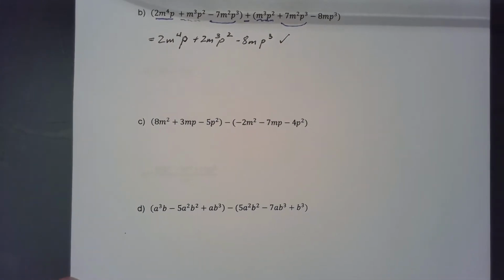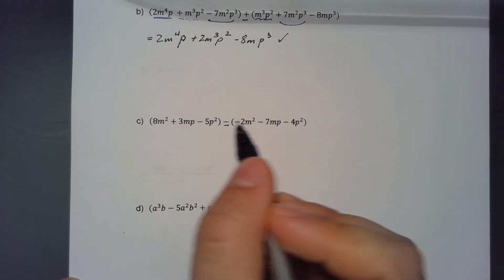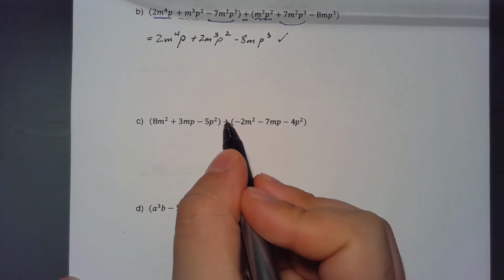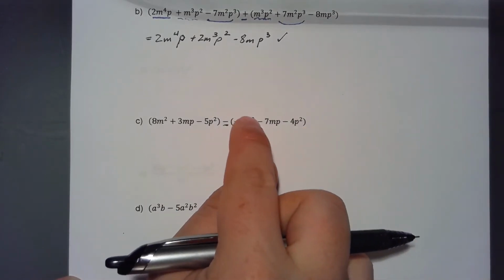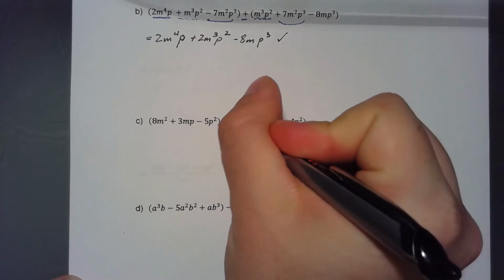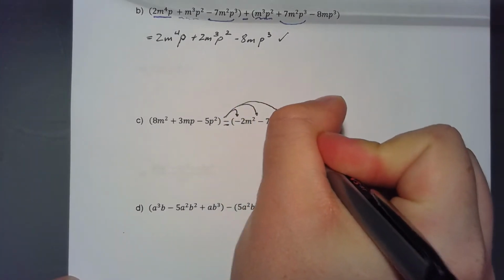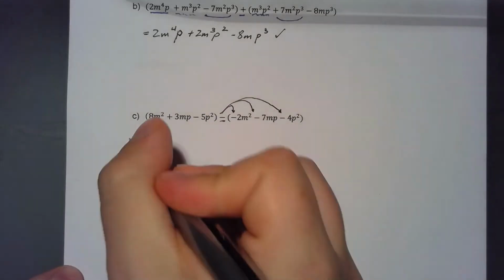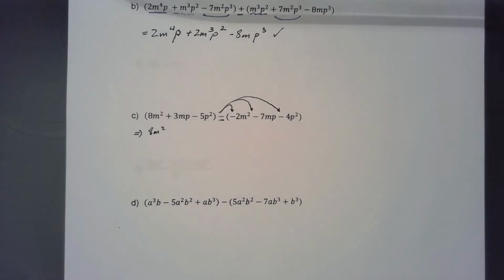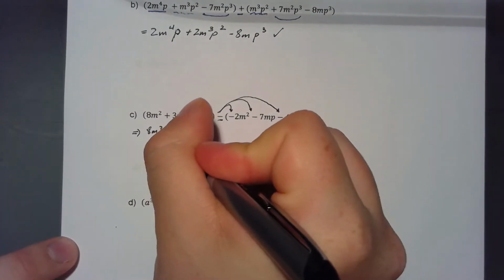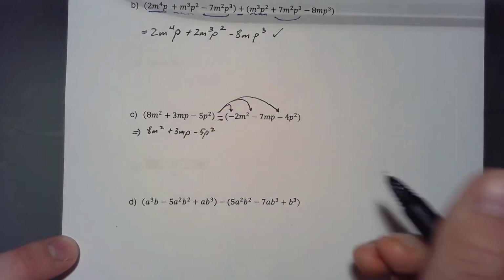All right. Now this is subtraction. So what I need to do before I start combining like terms is, since I'm subtracting this whole term, I need to distribute the negative. The negative must be distributed to every term in the second polynomial. So let me rewrite everything. So I have 8m squared plus 3mp minus 5p squared.